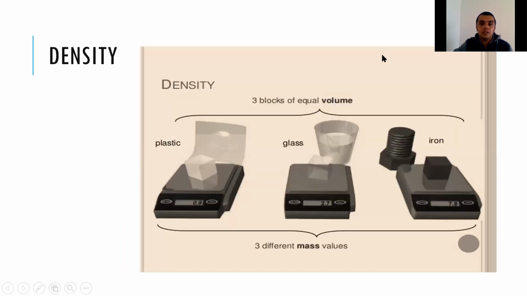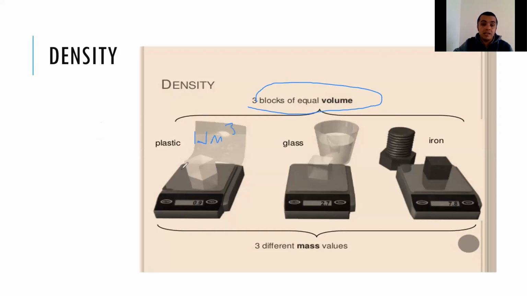And the next one is a similar example. I found this one also on the internet. So you have 3 blocks with equal volume, for example, 1 decimeter cube each. Imagine that, and then you put these blocks on a scale.